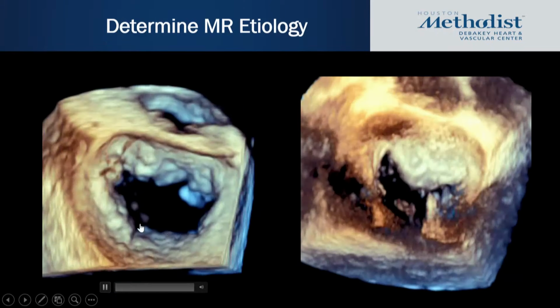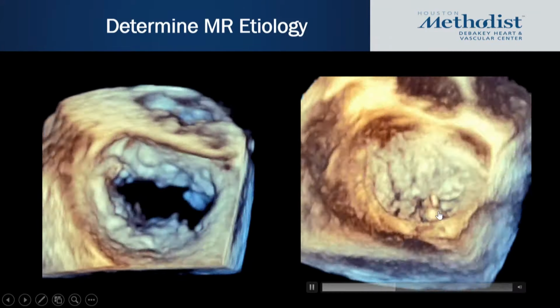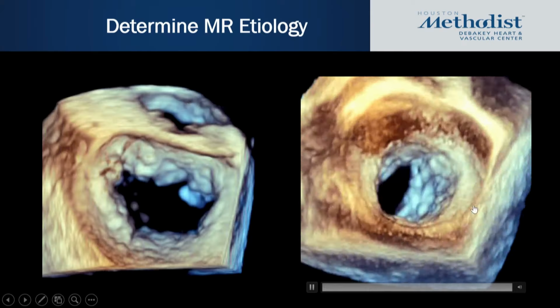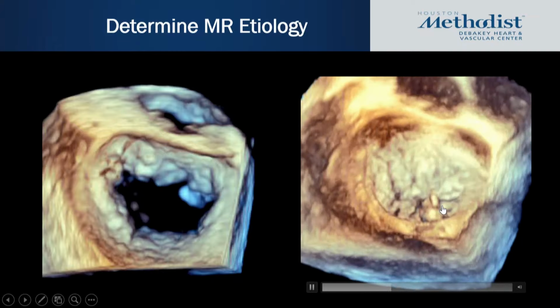So based on this view, you can notice that the pathology is a flail P2. This one shows a P1 flail, P3 flail closer to the septum. So this will be a more technically challenging mitral clip procedure.